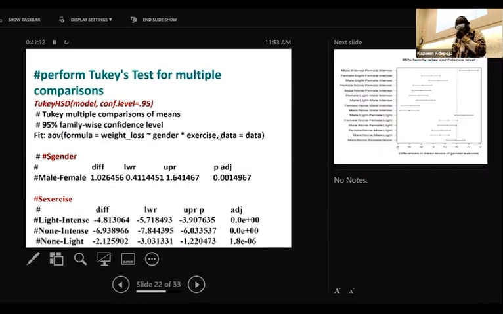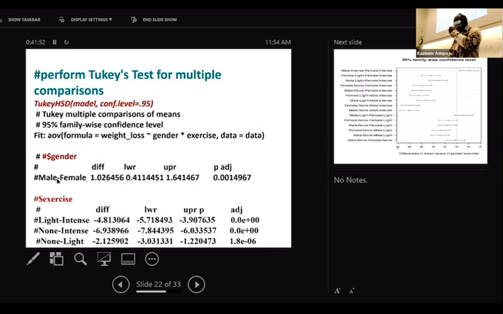Now, we perform a Tukey test of multiple comparison. Why are we doing that? We're doing that because we've rejected the null hypothesis in each of the hypotheses. For gender, we rejected the null hypothesis. For exercise, we rejected the null hypothesis. For their interaction, we rejected the null hypothesis. And when we reject the null hypothesis, we need to conduct a further analysis, and that further analysis is multiple comparison test.